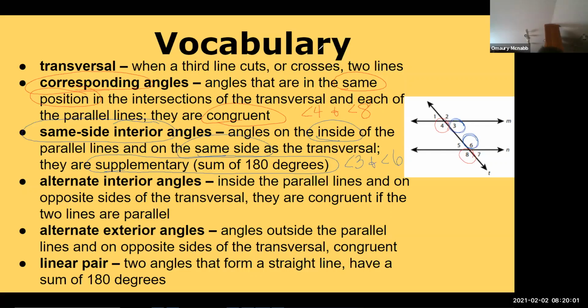Inside the parallel lines and on opposite sides of the transversal, they are congruent if the two lines are parallel. All right, good job. Once again, that name pretty much gives it away. Alternate interior. Alternate tells me that they are opposites. Inside tells me that they are on the inside. And then, of course, if the two lines are parallel, they are congruent. Somebody give us a pair of alternate interior angles.